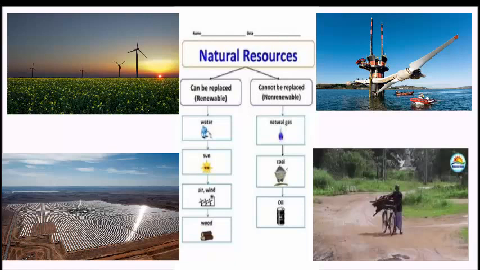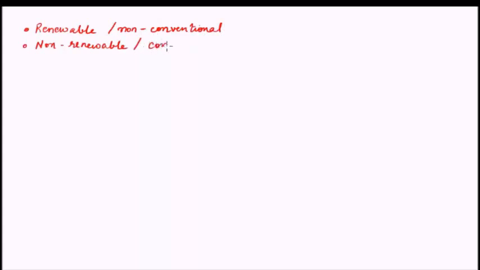Now if we try to classify the sources of energy, broadly speaking, we can classify it into two categories. One is called a renewable source of energy, and the second is non-renewable source of energy. The renewable source of energy is also called non-conventional source of energy, and non-renewable energy is called conventional source of energy.